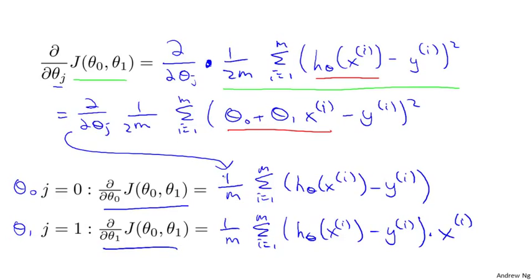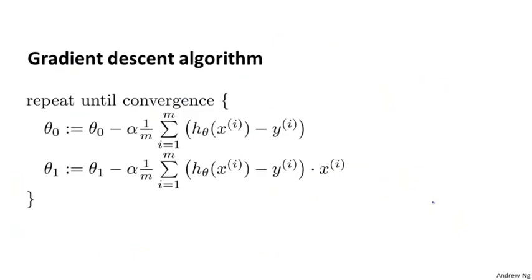But so, armed with these definitions, or armed with what we worked out to be the derivatives, which is really just the slope of the cost function J, we can now plug them back into our gradient descent algorithm. So here's gradient descent for linear regression. We're just going to repeat until convergence. Theta 0 and theta 1 get updated as this thing minus alpha times the derivative term. So this term here.